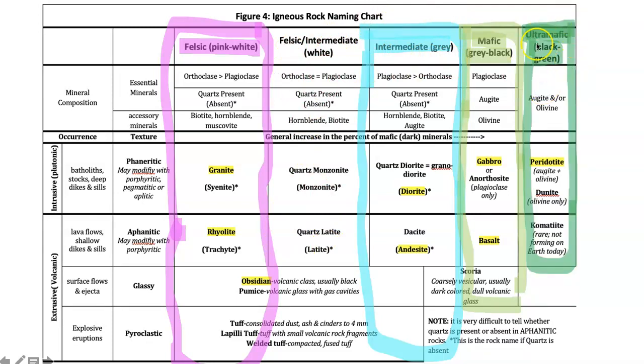We are going to include this last column over here, which is the ultramafic or dark green group. These rocks are actually representative of the mantle. The one rock that we have in our lab is peridotite, which is an ultramafic rock.